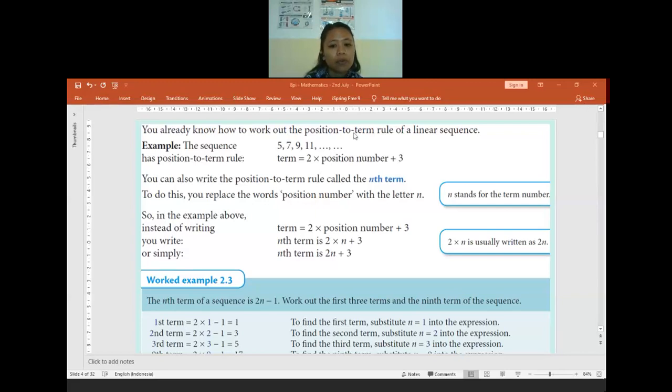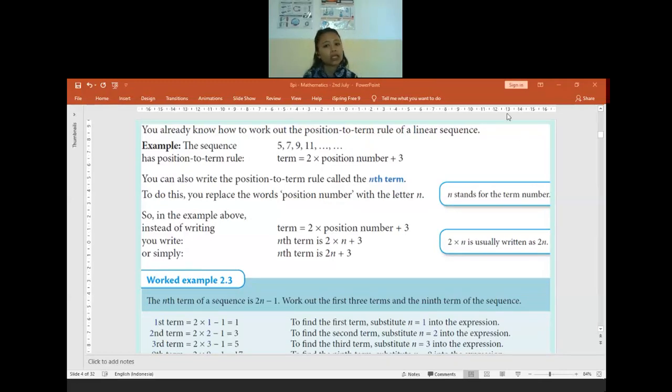Is there anyone still getting confused about the position to term rule before I continue to the other one? Because for today, we are not going to use the position to term rule. We are not going to write it as position number.